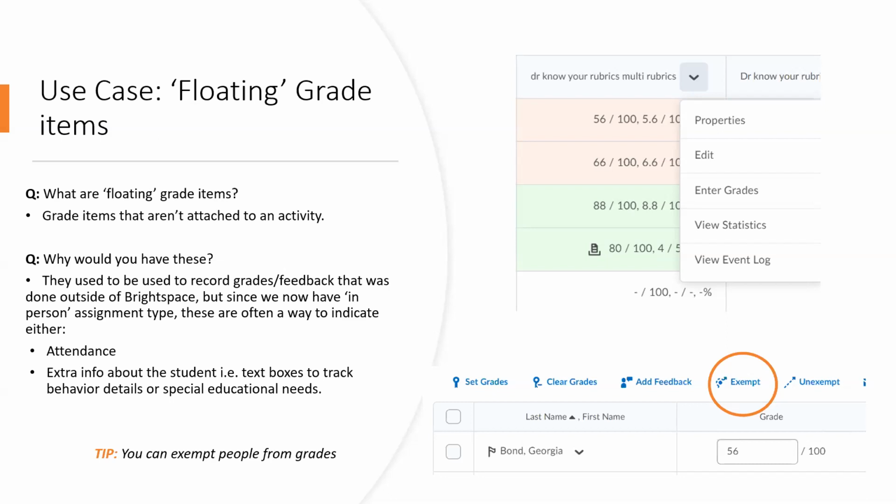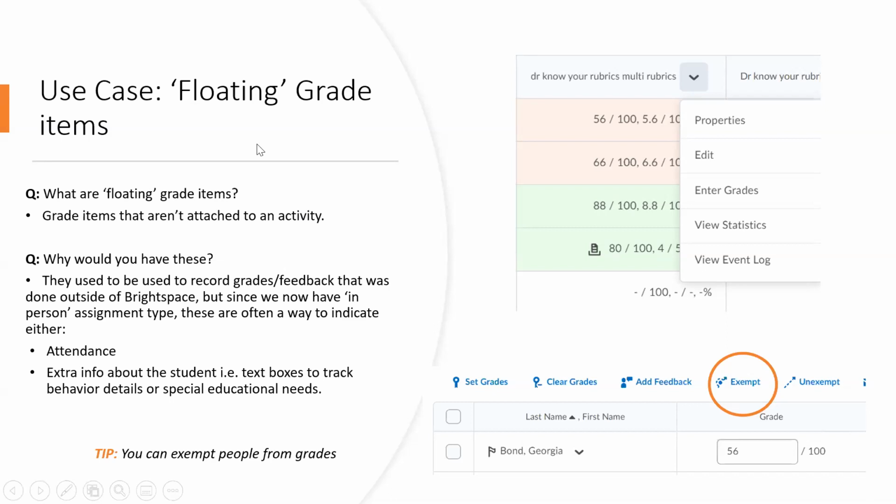But nowadays people use these to indicate attendance. So they might have a category called attendance and create grade items unattached to anything to mark attendance. Alternatively, they use them to add in extra information about a student, a bit like that text box example that I gave you. You wouldn't need to attach that grade item to anything for that to happen.